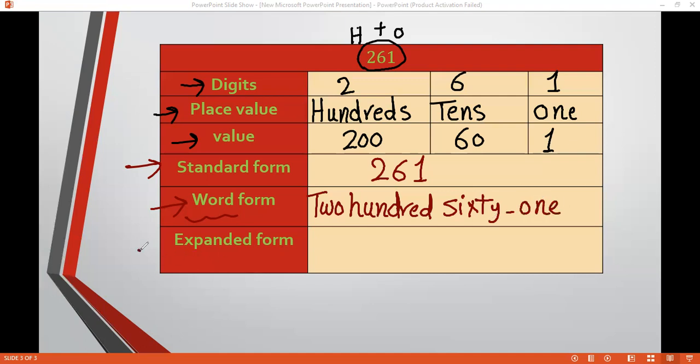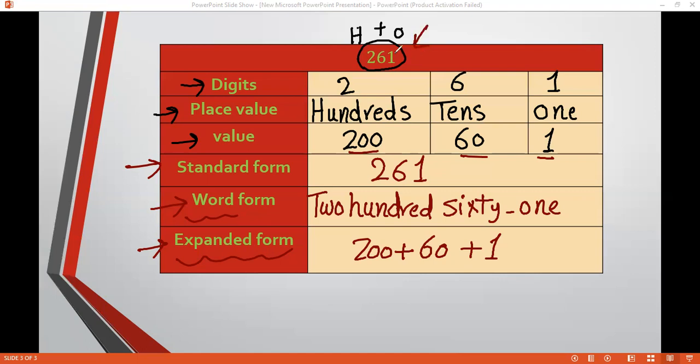The last thing that we have is expanded form. So you take the value of each digit here and add them all together. We have 261, so 200 plus 60 plus 1. Because when we add the values of these digits, it will give you the actual number 261.